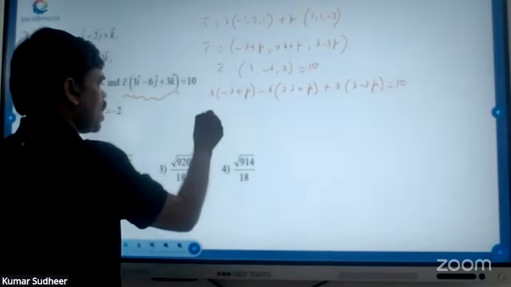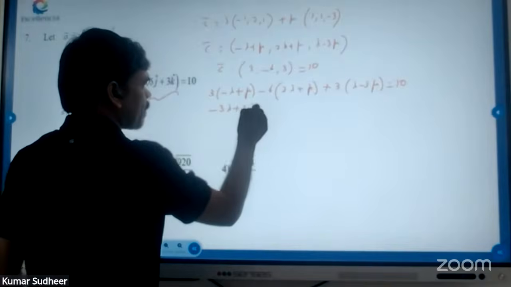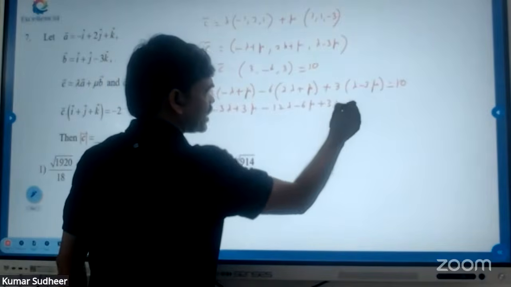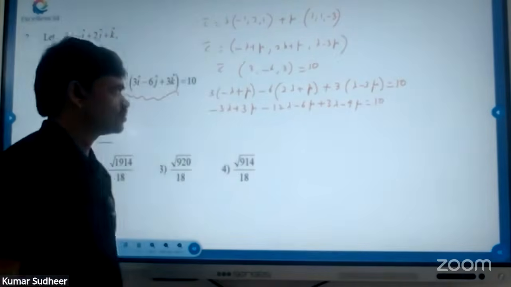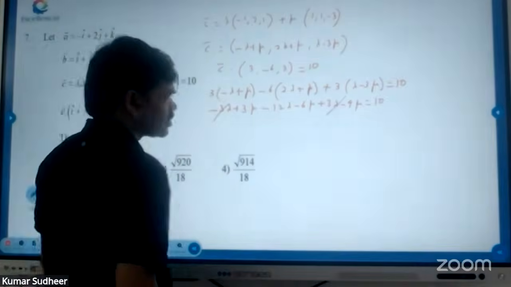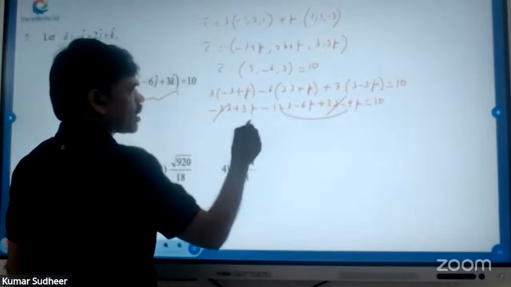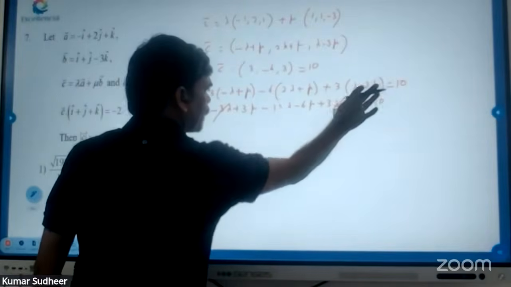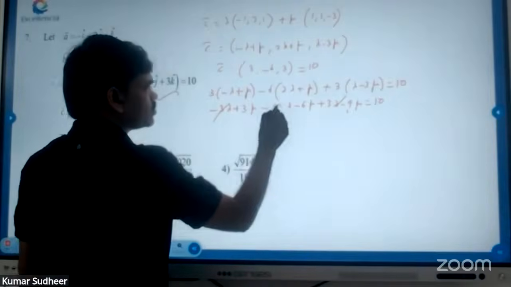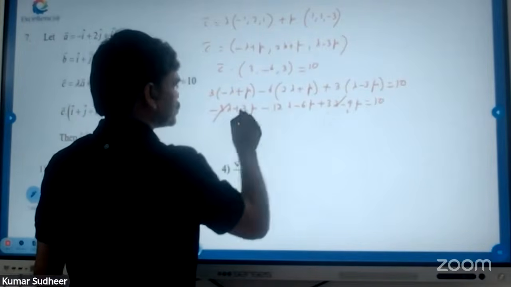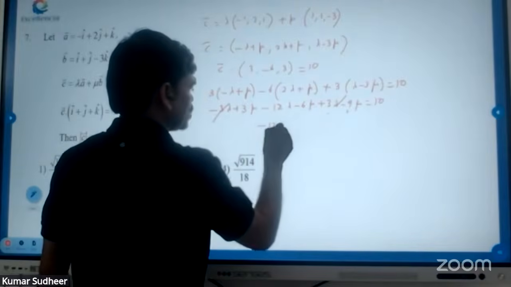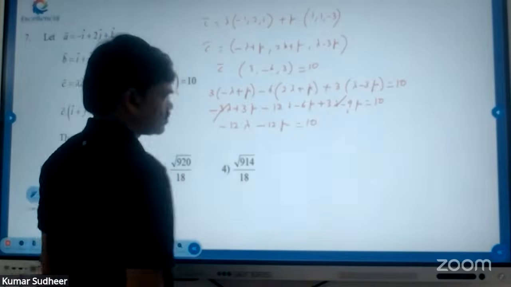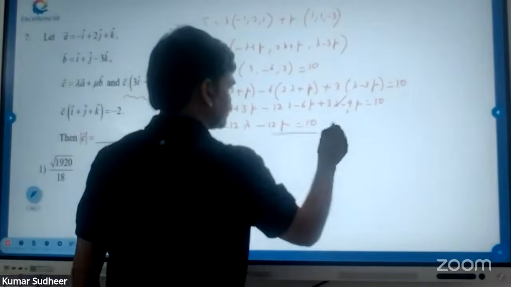So let us solve this equation. Minus 3 lambda plus 3 mu, minus, this is 12 lambda minus 6 mu, plus 3 lambda minus 9 mu is equal to 10. So these two will get cancelled. So how much are we getting here? 3 mu minus 6 mu, so minus 3 mu minus 9 mu, that is minus 12 mu. Already here minus 12 lambda, that is equal to 10. So this is the first equation.